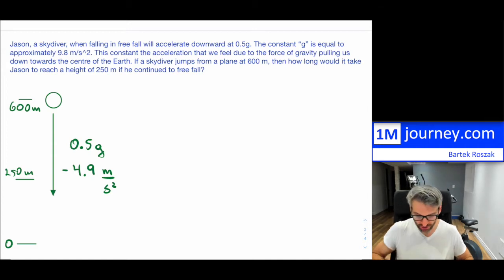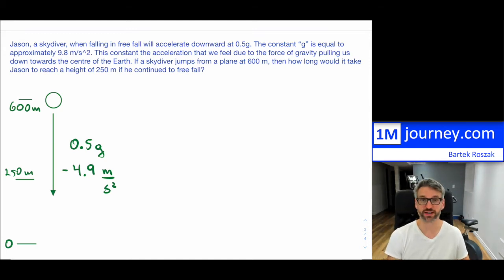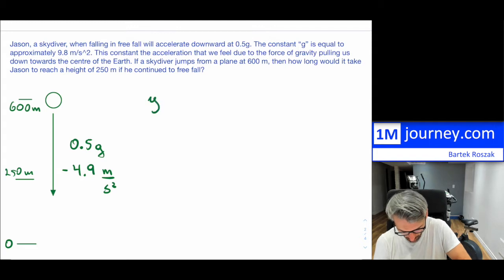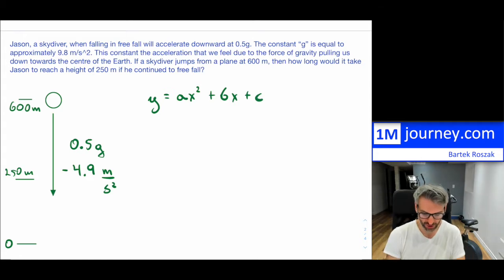So let's think about this in terms of quadratics. What do we know about quadratics? Quadratics have different forms. There's the standard form, y is equal to ax squared plus bx plus c. And if you look at this, you'd be like, I don't know what is happening here, because these things are falling. It's just 600 meters and then you're going down. What do I do? How do I tie this in?